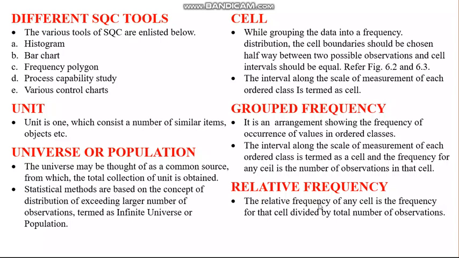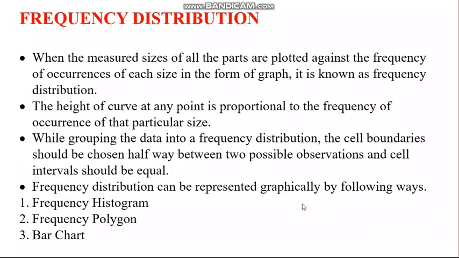Okay, then relative frequency. The relative frequency of any cell is the frequency of that cell divided by the number of observations. How many observations you have taken, and out of that how many are falling in that class. That means you divide this grouped frequency by the number of observations, then you will get the relative frequency. That is the meaning.